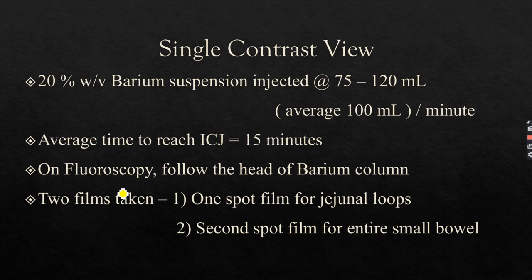Again, there is a single contrast and a double contrast view. In the single contrast view, 20% weight by volume barium suspension is injected. The average speed is around 100 ml per minute, and the average time it takes is around 15 minutes. Single contrast means we are only using barium suspension. On fluoroscopy, we follow the head of the barium column. Two films are taken: one spot film to demonstrate the jejunal loops, and the second spot film for the entire small bowel. This is the single contrast view of enteroclysis, also known as small bowel enema.